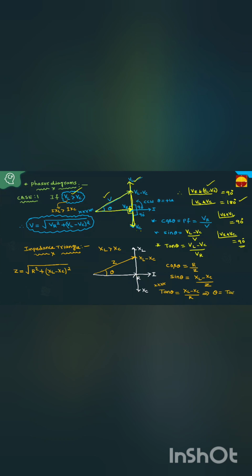If XL is greater than XC, how to calculate the angle? Tan inverse of XL minus XC by R. Then what is XL equal to? Omega L. What is XC equal to, friends? 1 by omega C. XL equals omega L, XC equals 1 by omega C. Very important to concentrate. This is the impedance triangle.